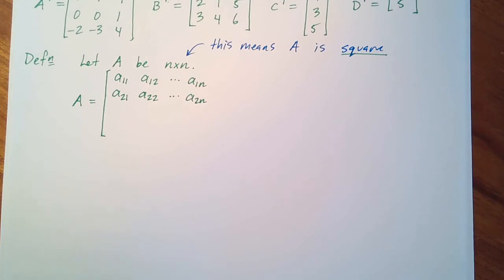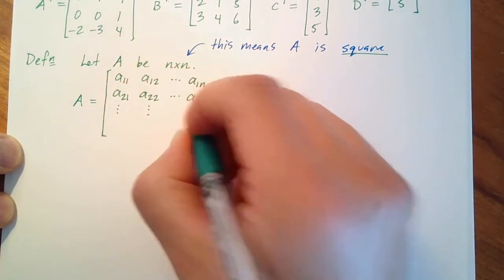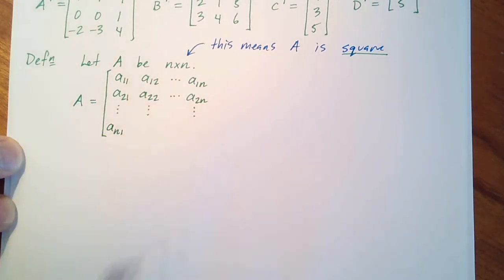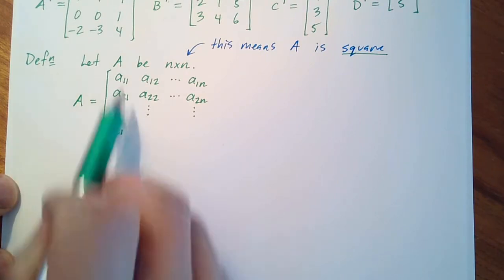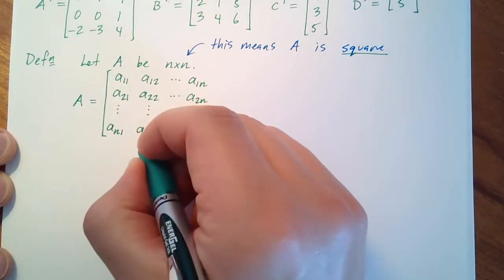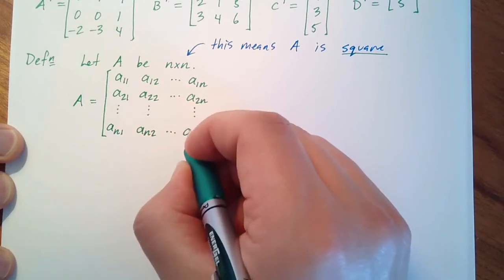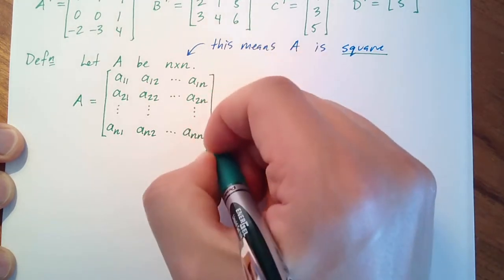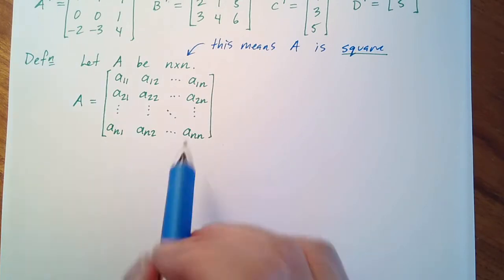Yes, that's the second row. And I'll just keep on going until I get to the very last row, which first one will be AN1, using n because I'm in the nth row and the first column. Last row, first column. Then I'm going to have last row, second column, all the way to the very last entry in the bottom right corner, which will be the last row and the last column. So n will be the index for both the row and the column for that last entry.